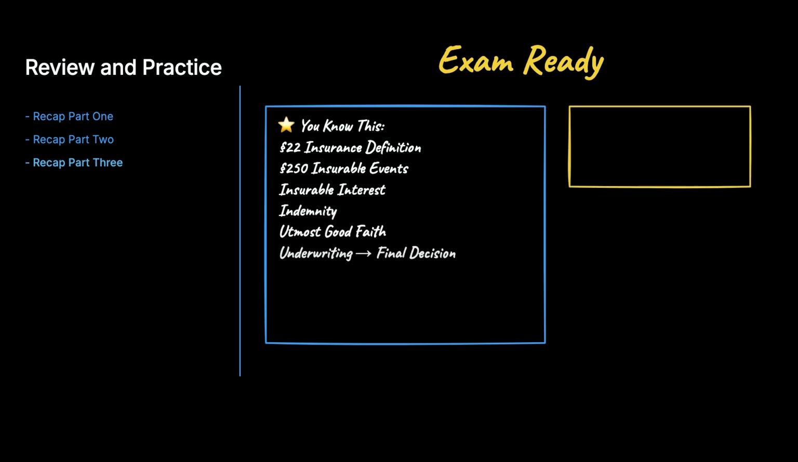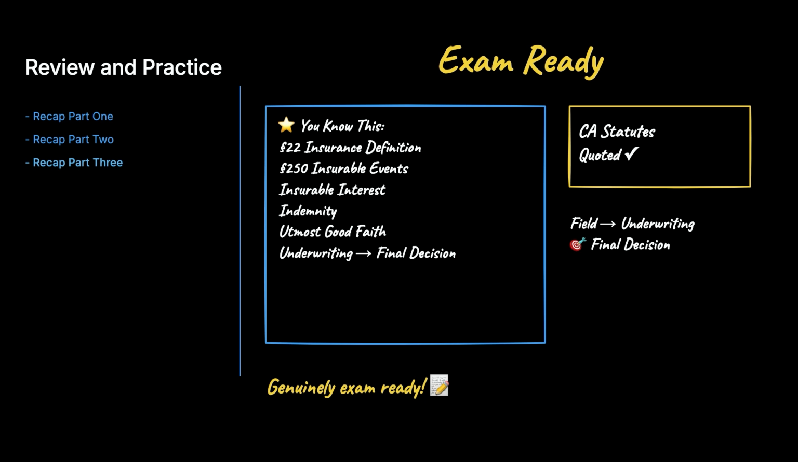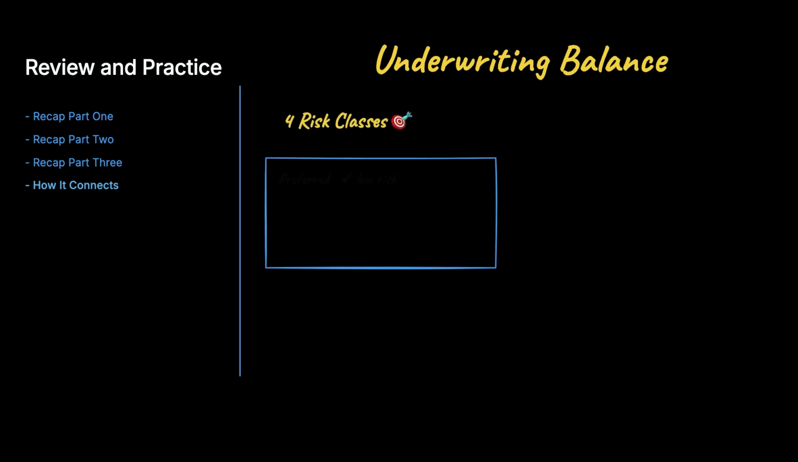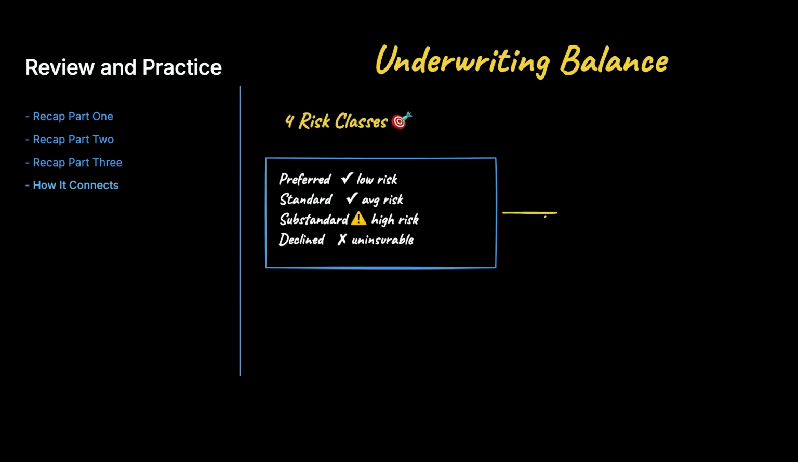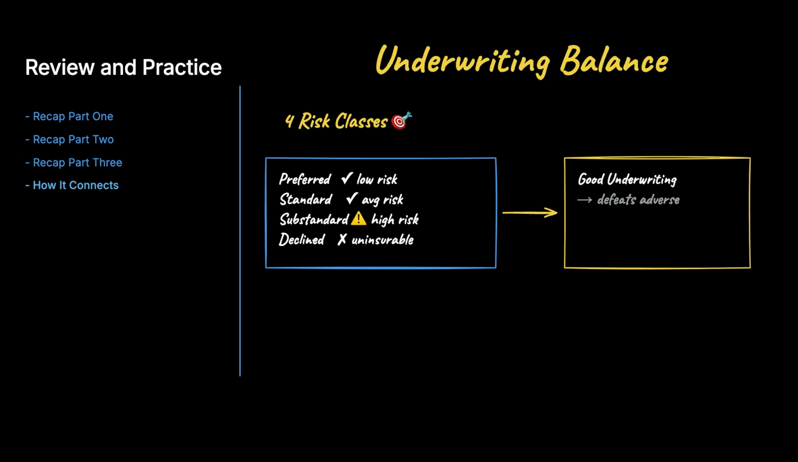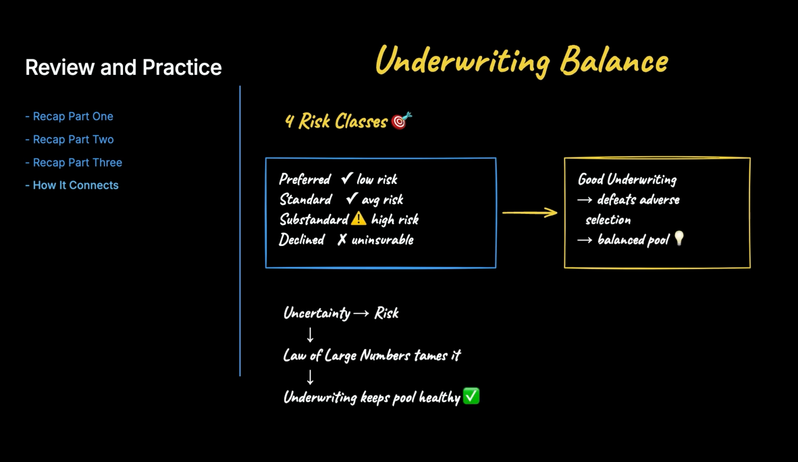You can quote 2 California statutes, Section 22 for insurance and Section 250 for insurable events. You can apply insurable interest, indemnity, and utmost good faith to real scenarios, and you understand underwriting from the field all the way to the final decision. That's genuinely exam-ready knowledge. Finally, you can walk through underwriting, recognizing yourself as the field underwriter, naming the 4 risk classes, and explaining how good underwriting defeats adverse selection to build a profitable distribution of exposures.